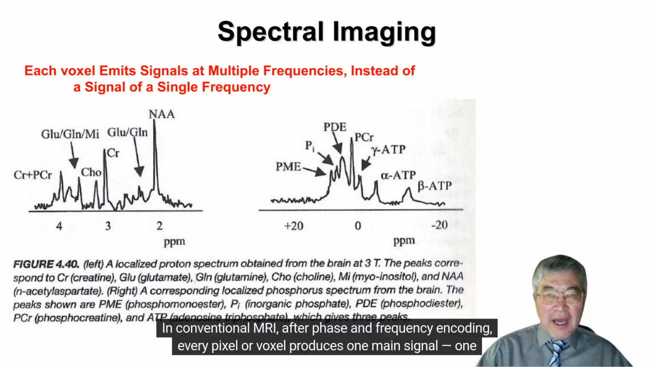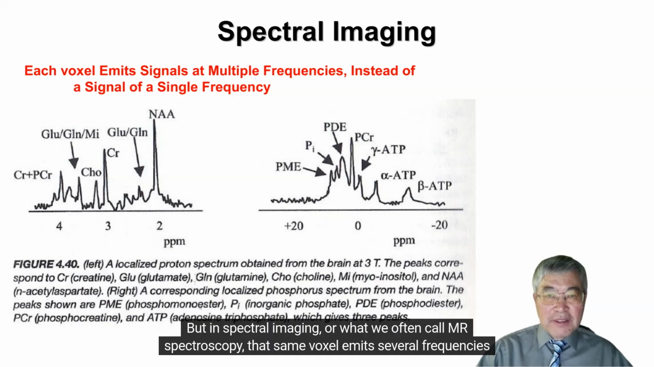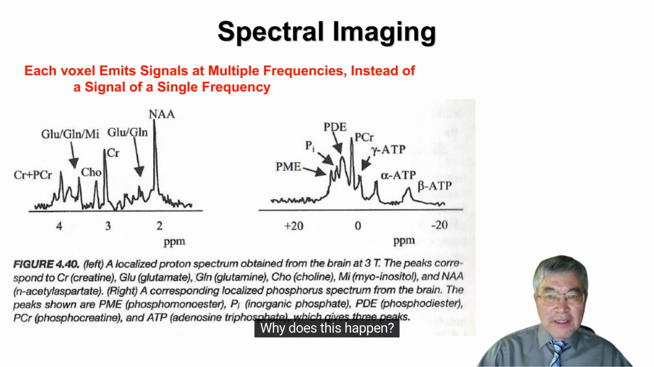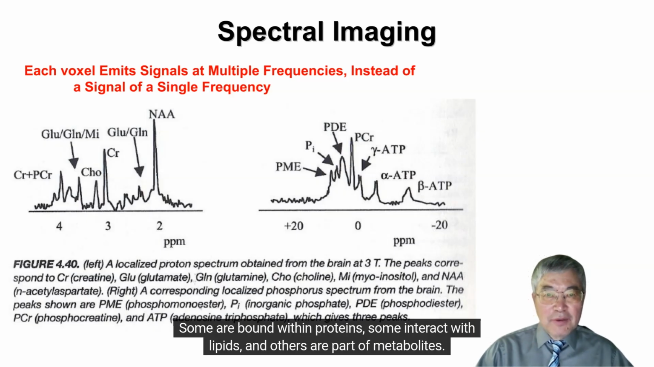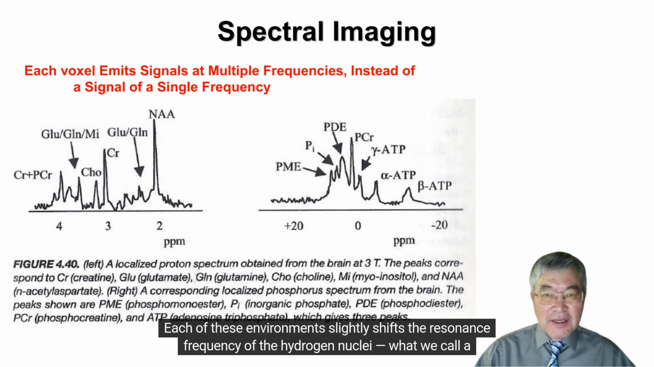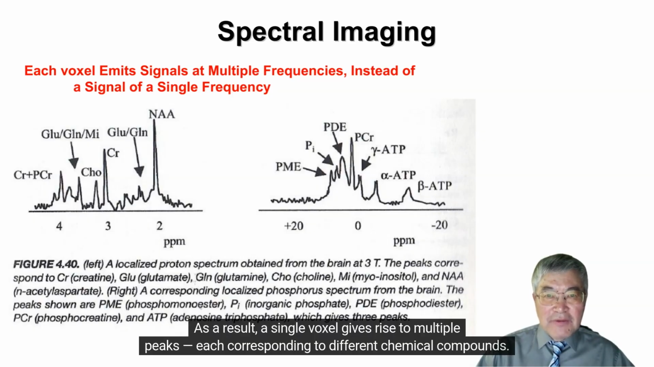In conventional MRI, after phase and frequency encoding, every pixel or voxel produces one main signal, one frequency, corresponding to its local environment. But in spectral imaging, or what we often call MR spectroscopy, that same voxel emits several frequencies at once. Why does this happen? Because not all water molecules are in the same chemical environment. Some are bound within proteins, some interact with lipids, and others are part of metabolites. Each of these environments slightly shifts the resonance frequency of the hydrogen nuclei, what we call a chemical shift. As a result, a single voxel gives rise to multiple peaks, each corresponding to different chemical compounds.